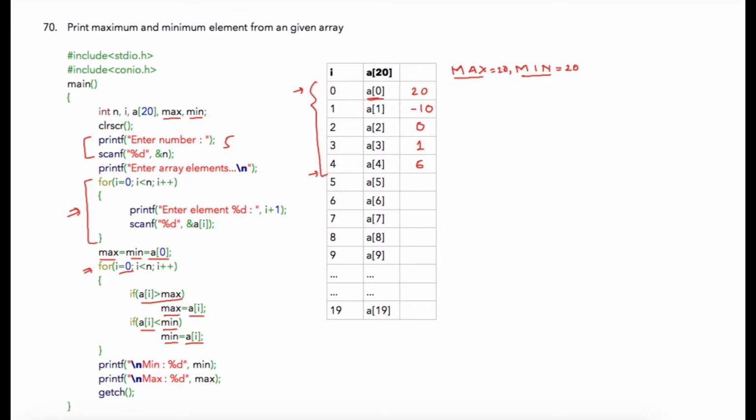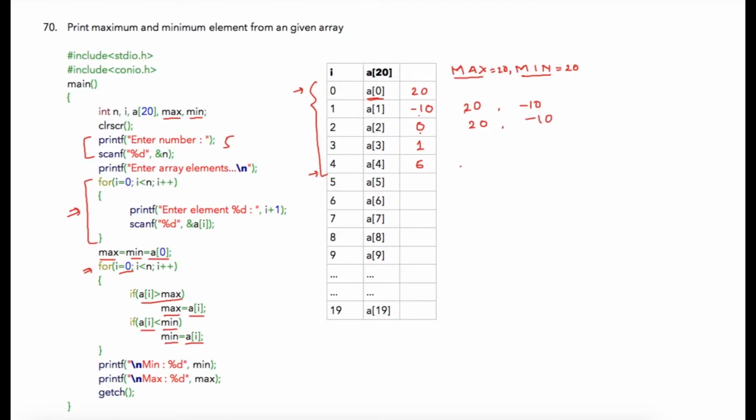In the second iteration, the condition will be checked as minus 10 greater than max, which is false. So max will be retained as 20, and because minus 10 is less than min, which is 20, min will be updated with the current array element, that is minus 10. In the next iteration, the condition will be checked as 0 greater than 20, which is false, so 20 will continue as the maximum element. The next condition to check would be 0 less than minus 10, that is false. So minus 10 will be retained as the minimum array element, and the process will continue till the last point.